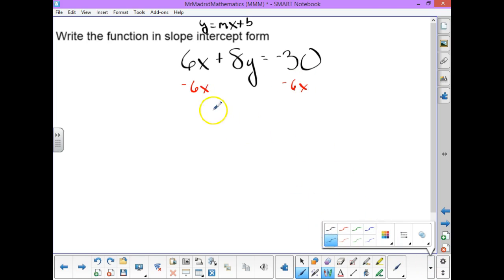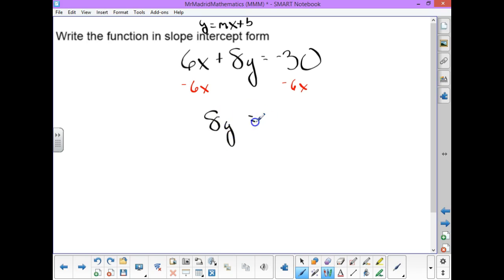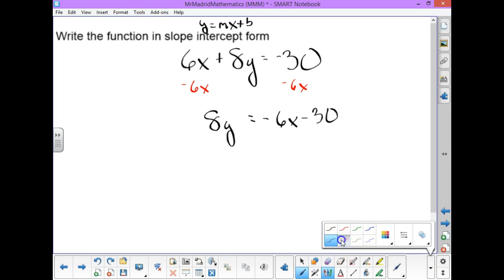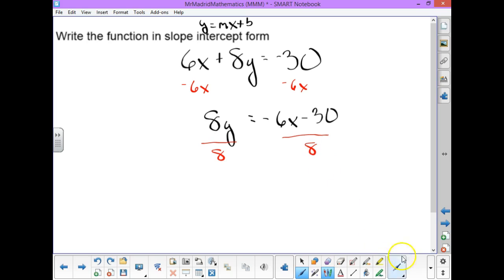And let's see what the math leaves us. 8y equals, okay, I just went ahead and switched this, put it up here in the front, okay, and then finally I'm going to go ahead and do what? Divide by 8. So we can isolate that y, and we have y equals negative 6x over 8 minus 30 over 8.